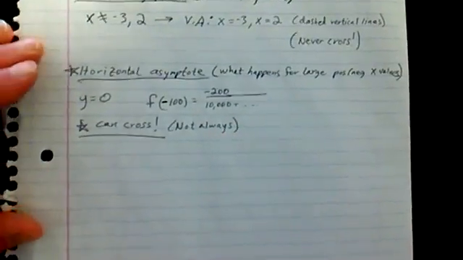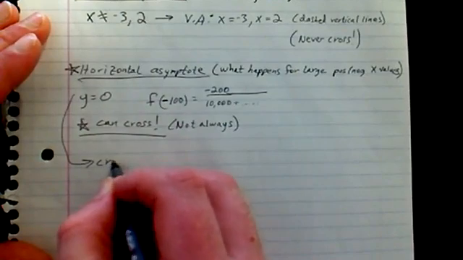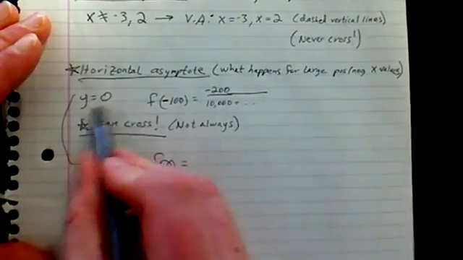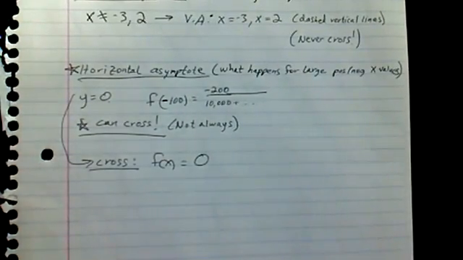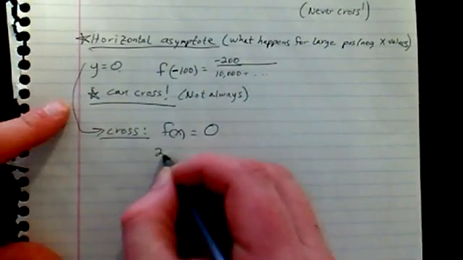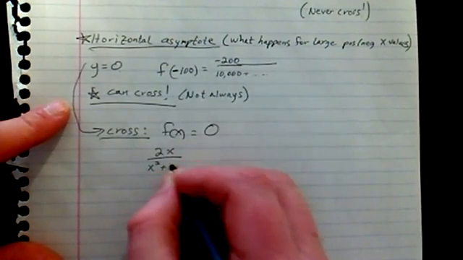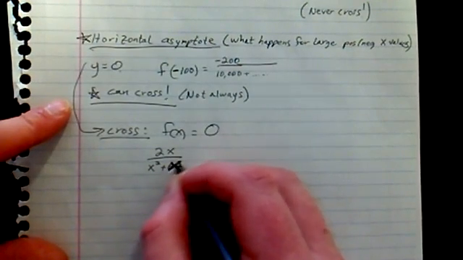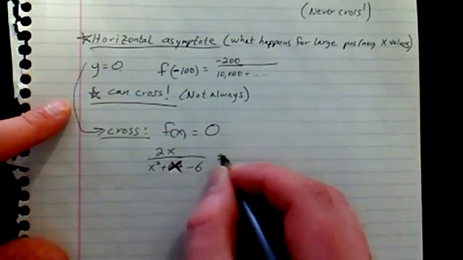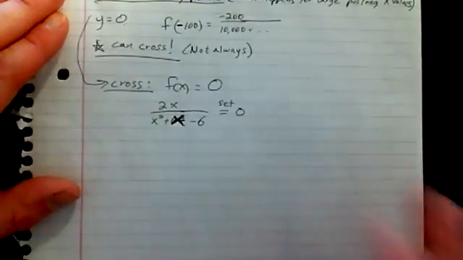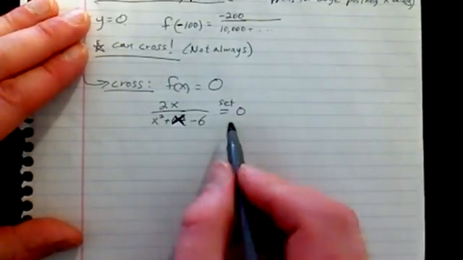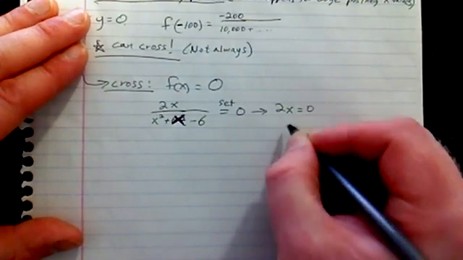How do we check if it crosses? Well, let's just see if the function value is ever equal to that y value, that 0. That would actually be the same as asking what the x-intercepts are. So I'll take 2x over x squared plus x minus 6, and I'm going to set it equal to 0. If I start solving this, I multiply both sides by the denominator. 2x equals 0. Oh, wait, x equals 0.